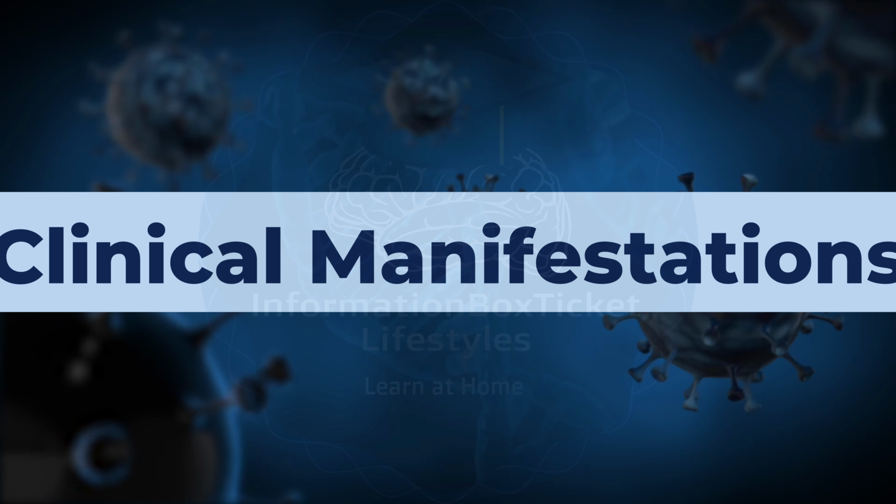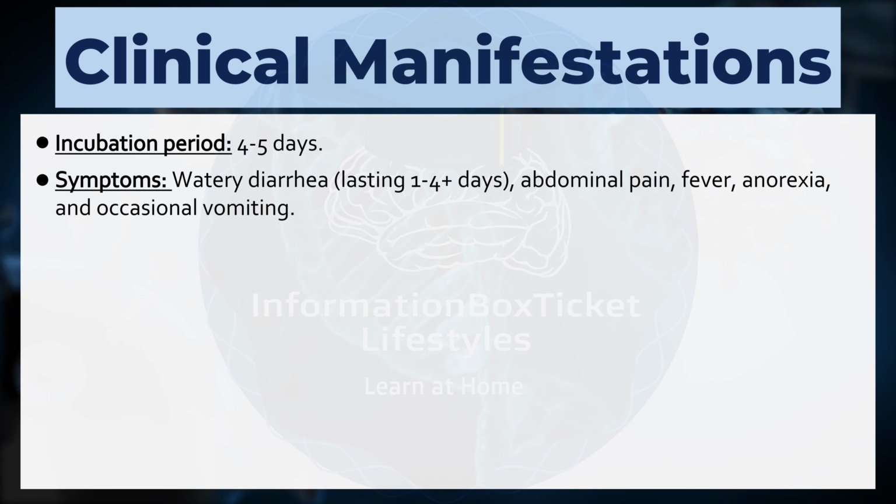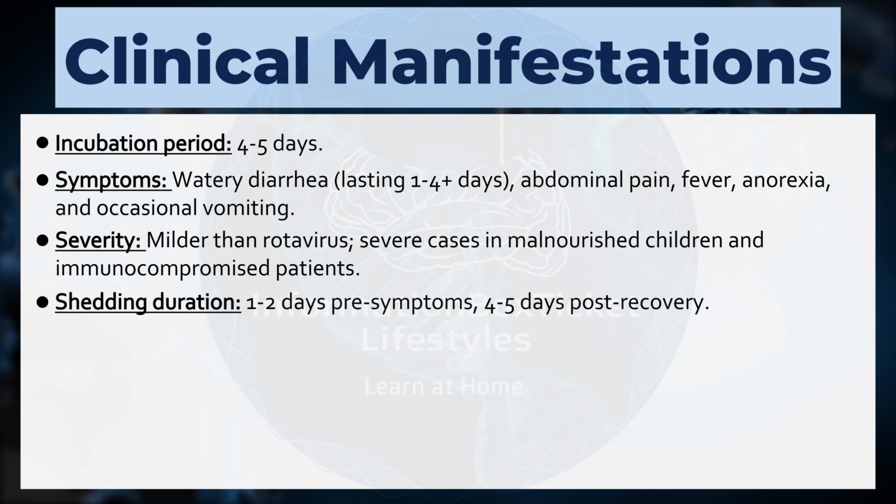Clinical manifestations. Incubation period, 4 to 5 days. Symptoms, watery diarrhea, lasting 1 to 4 plus days, abdominal pain, fever, anorexia, and occasional vomiting. Severity, milder than rotavirus, severe cases in malnourished children and immunocompromised patients. Shedding duration, 1 to 2 days pre-symptoms, 4 to 5 days post-recovery.